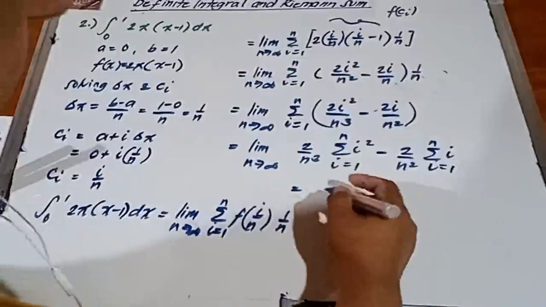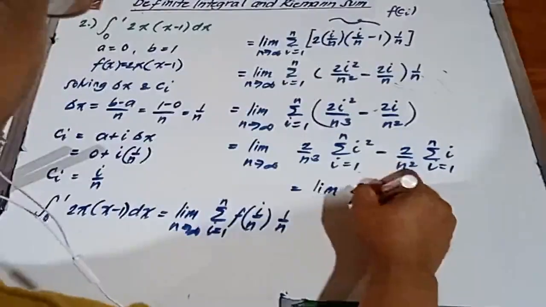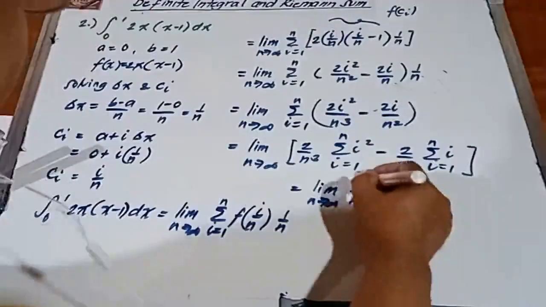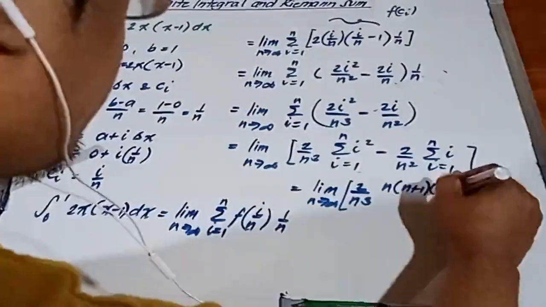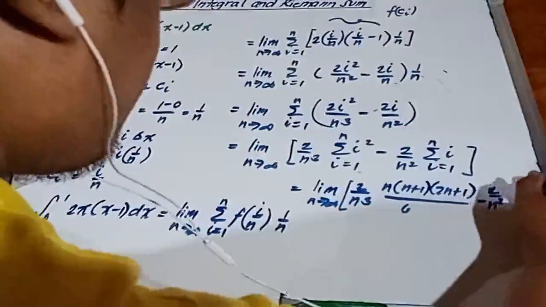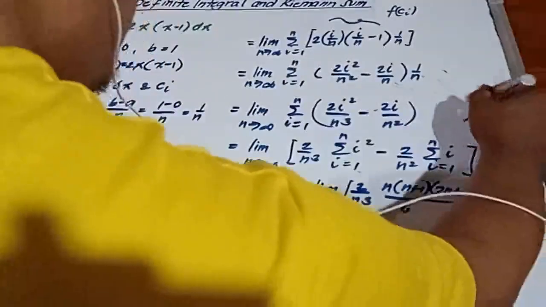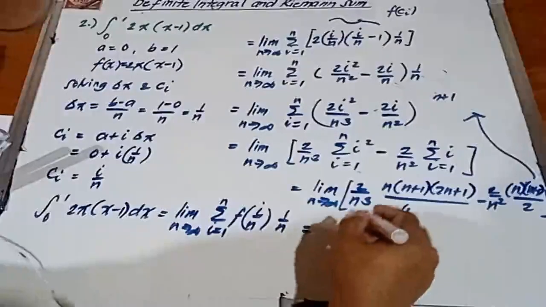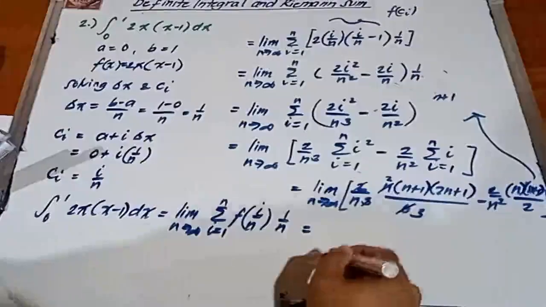So, again, we have limit of 2 over n cubed, n approaches infinity. By the way, lagyan natin ito ng bracket. We have, this one is n plus 1, 2n plus 1 over 6, minus 2 over n squared. We have n plus 1 over 2. This is n plus 1. Okay. So, cancel yung isa. We have cancel to. So, ito squared na lang.